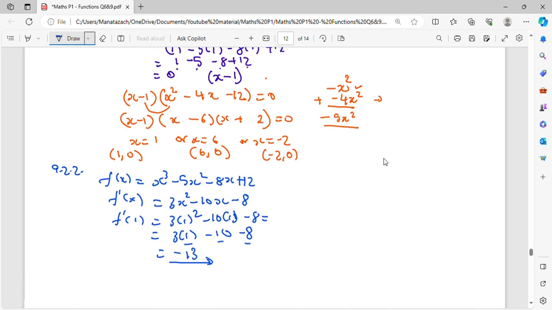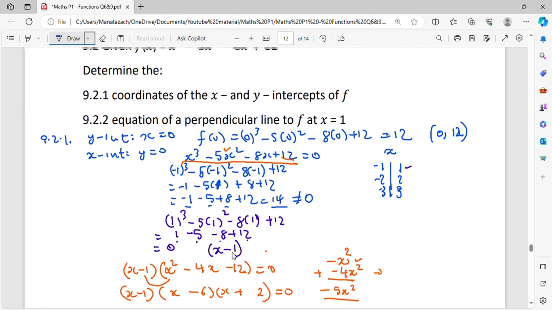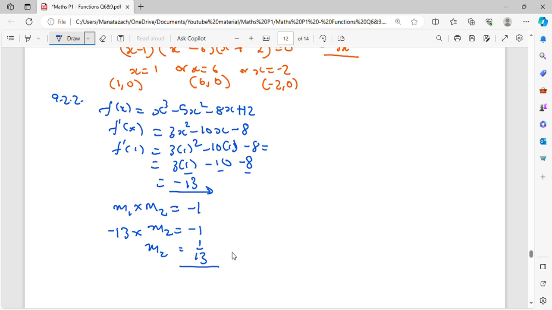But now the question is asking for the perpendicular line to this gradient. So the perpendicular line would be where, let's say gradient 1 times gradient 2 is going to be minus 1, their product. So the gradient 1 of the function is minus 13, and then you're going to say the answer is equal to minus 1. Then m2 is going to be 1 over 13. So this is the gradient of the perpendicular line.